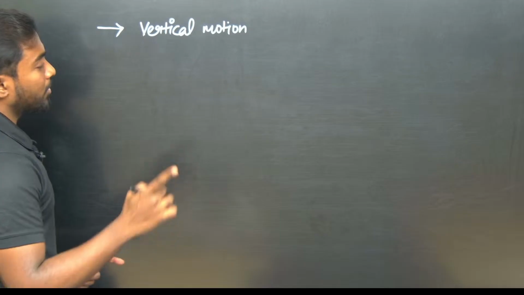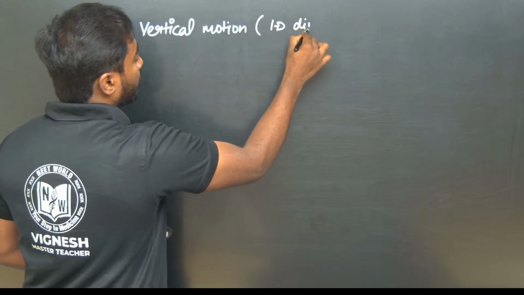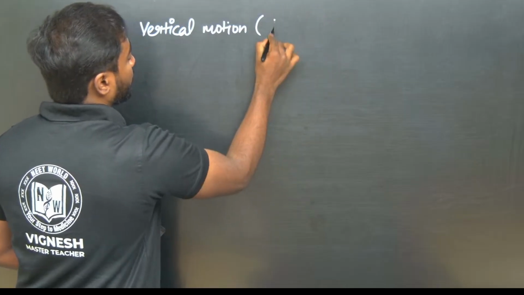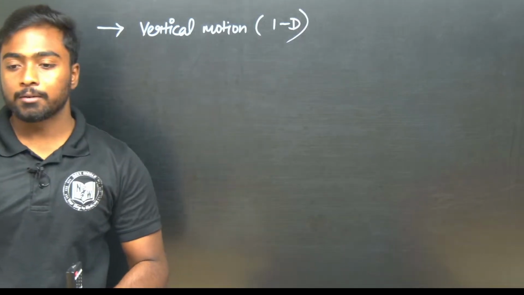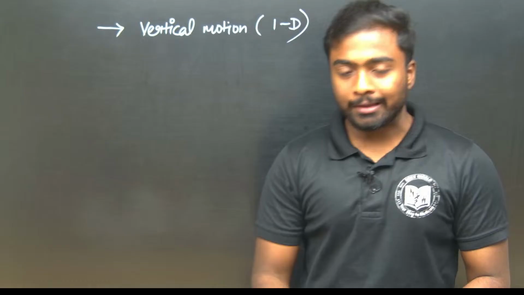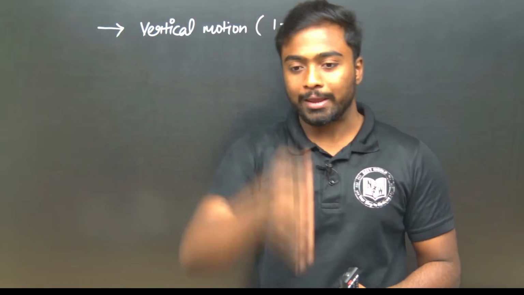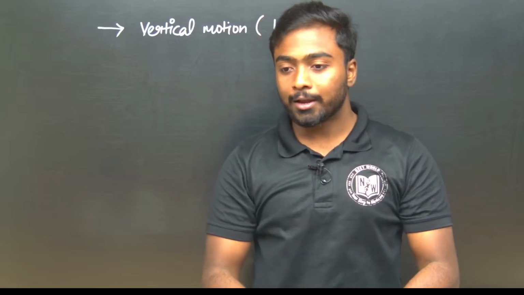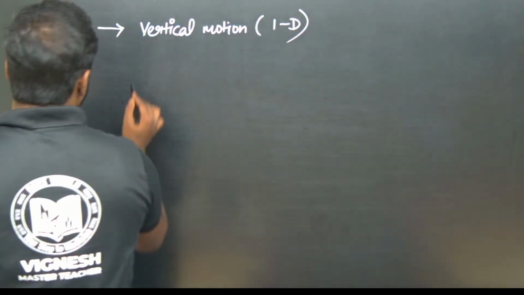So vertical motion, and we are going to see it for one dimension only. So what is the meaning of vertical? Upward or downward, like in the x axis or y axis. The y axis is vertical and the x axis is horizontal. Keep that in mind.